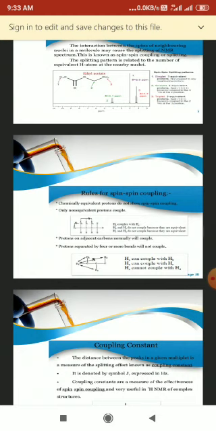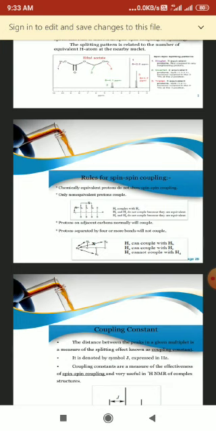And fourth rule: all the peaks of a given multiplet, that is doublet, triplet, quartet, are not of exactly the same intensity. It has been observed that the inner peaks, that is the peaks nearer to the other coupled multiplets, are larger than the outer peaks.